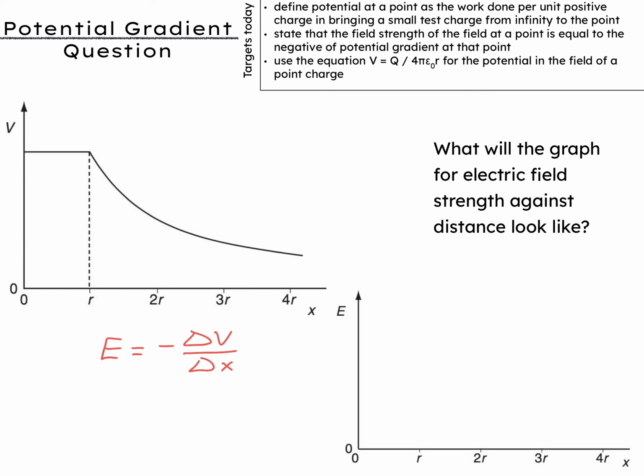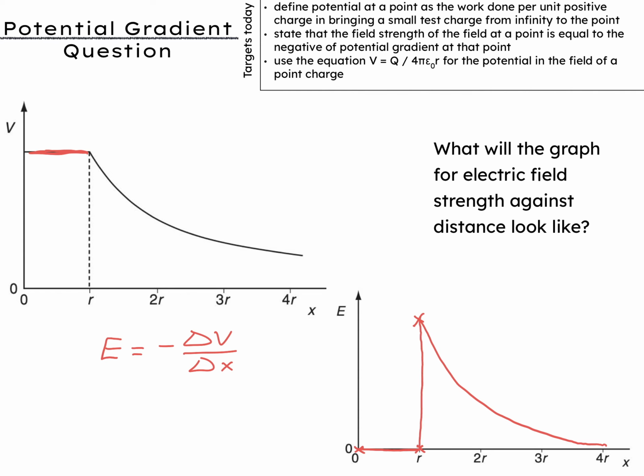Inside the sphere, with x less than r, what is the gradient of V against r? It's 0, isn't it? So let's plot at 0 here. Yep. Don't worry if it looks odd. Just follow the maths. At the surface, field strength will be maximum. Then it will drop off. Like so.